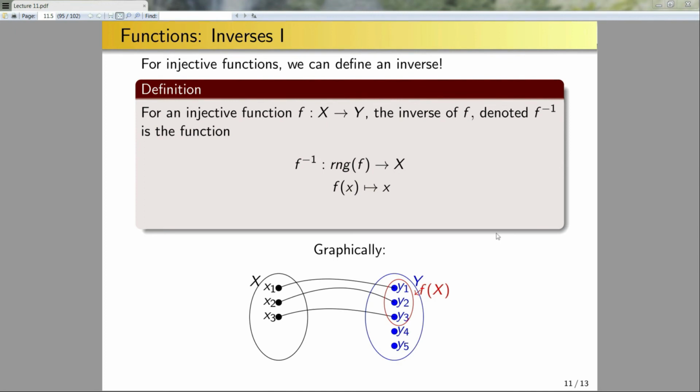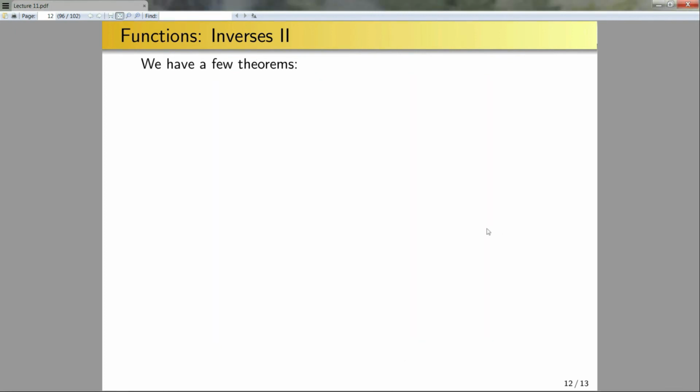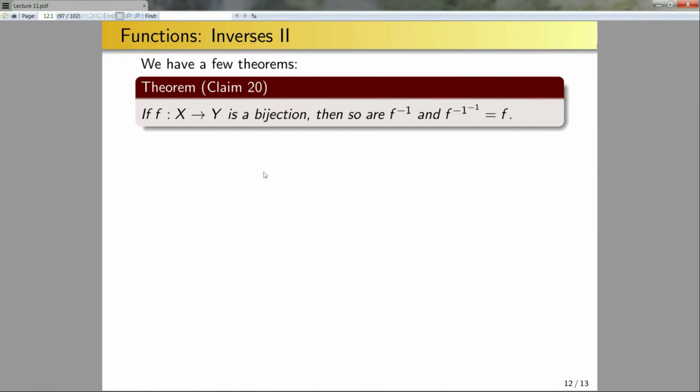Let's talk about some theorems involving inverses. So, if f is a function that maps from x to y, and in particular f is a bijection, then so are f inverse and f inverse inverse, and f inverse inverse is equal to f. So the proof for this is in the book under claim 20, so I'm not going to go through it in detail because you can just read it. But let's briefly talk about the things that you have to prove to show this. So first, we're going to assume f is a bijection. And since we're now talking about f inverse, we need to (A) show that f inverse is a function, and (B) show that as a function, f inverse is both injective and surjective.